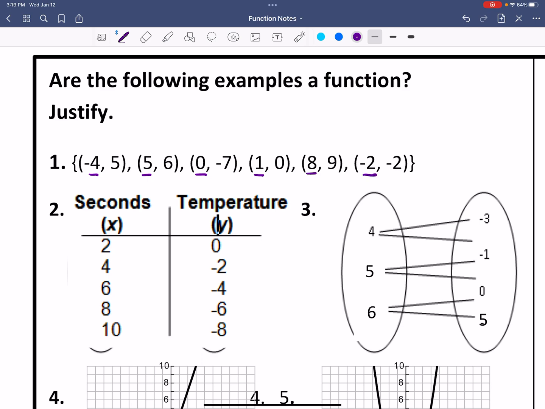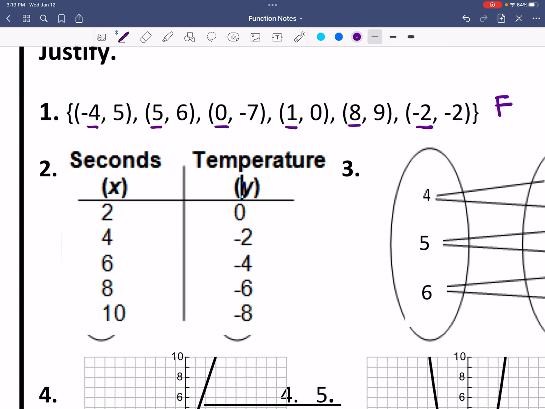Here I see that none of my x values repeat, so this is going to be a function. I'm going to put an F for function. Remember, it is okay if your y values repeat. It is not okay if your x values repeat. And here none of them repeat, so this is a function.